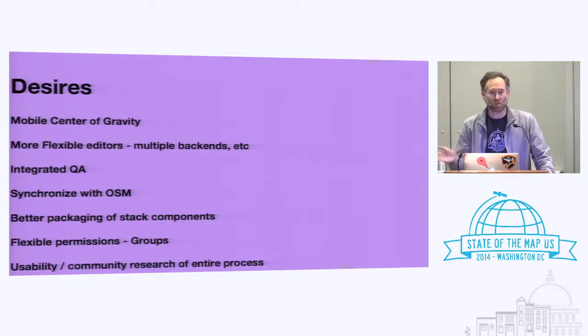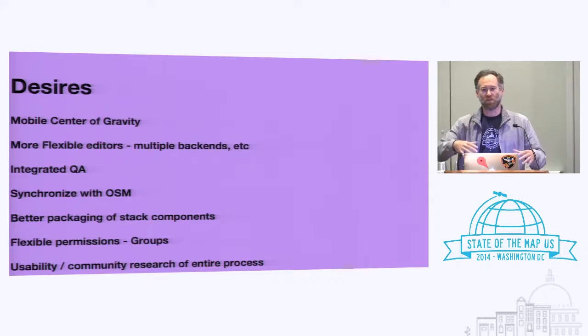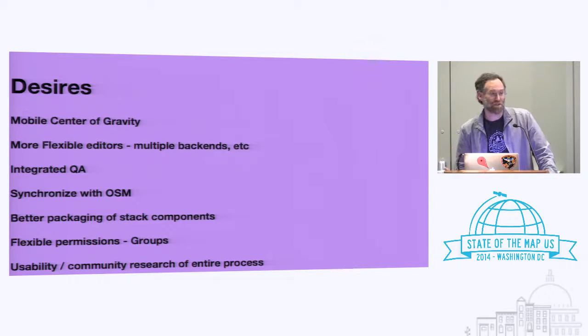Making the editors more flexible, say to multiple databases, and allowing synchronization and sharing back with OpenStreetMap in an easy way would be interesting. Integrating QA more into the application itself, like the USGS showed with multiple editors, but then, say, setting data targets or the ability to monitor easily what's happening with a particular data layer in a particular place. Some of these tools exist outside of the main website, but I think it's really important to bring it all into one cohesive place if you're bringing lots of newcomers to your project there. Better packaging of the stack components, it's still kind of hard to deploy. So Jad will speak to that. Permissions models and, yeah, more research into usability.